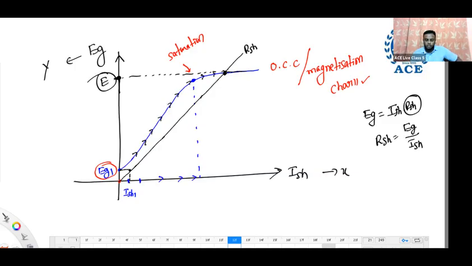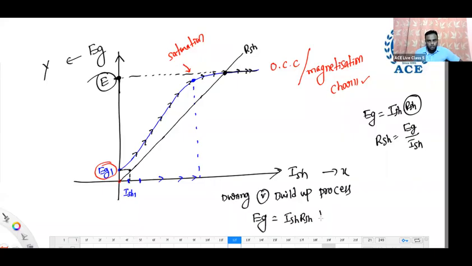After that, voltage is constant. Observe the total voltage during the voltage build-up process. During the voltage build-up process, the total EMF induced in generator EG is equal to ISH into RSH plus some additional EMF induced.